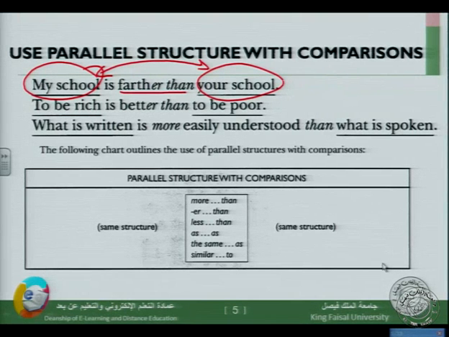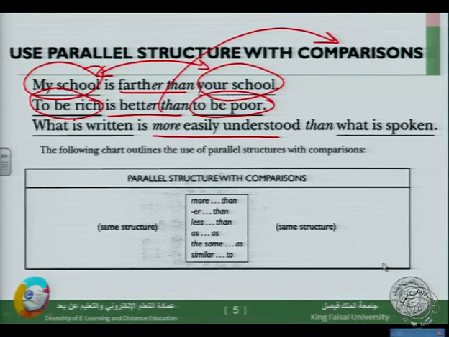To be rich is better than to be poor. To be rich, to be poor. Here we have something we call the comparison. Do you remember the comparative? Here we are talking about the comparative now. So the comparative form of an adjective can also make a parallelism in any sentence. What is written is more easily understood than what is spoken. More easily understood than, we call this the comparative form, right? This comparative form made parallel structure between what is written and what is spoken.